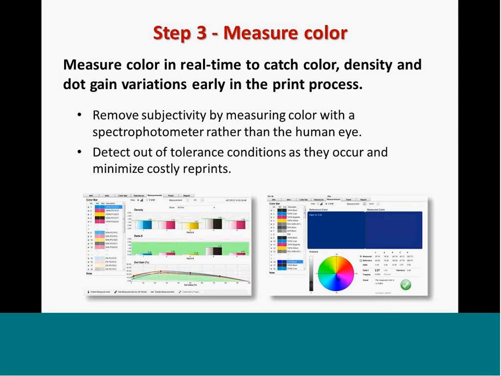Step three, measure color. How do you determine a color is accurate unless you're measuring it? It's a famous statement. So the ideal is to measure color in real time so you can catch whether the color, the density, or substantial dot gain variations occur early in the print process. Now, for flexo presses, roll-to-roll presses, measuring color in real time means having an actual spectrophotometer mounted on the press itself, giving you real-time live measurements so you can monitor how well a press run is performing to the customer tolerances. Now, that's ideal. But at the same time, getting the information, even if it's post-process, is important, because you want to deal with problems when they occur.